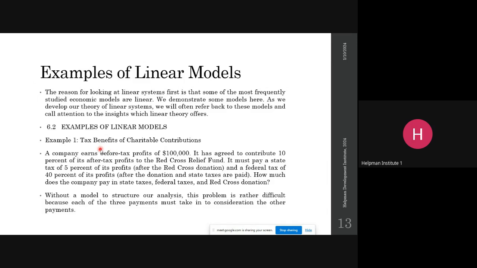So this is a certain company that earns before tax $100,000. It has agreed to contribute 10% of its after-tax profit to the Red Cross Relief Fund.